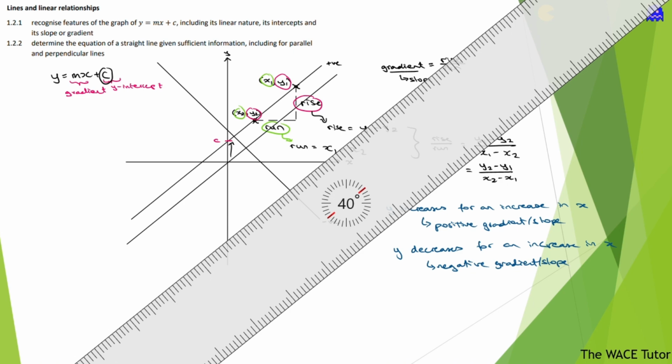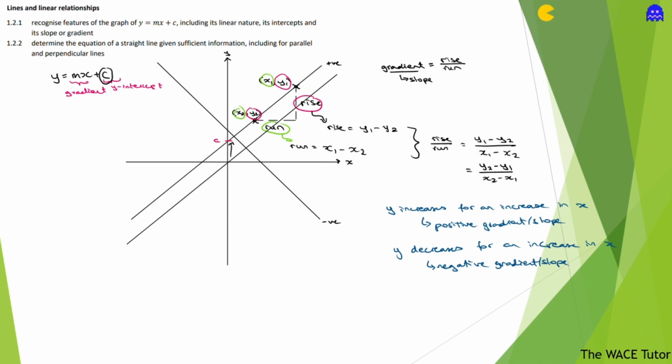And so if y equals mx passes through the origin, y equals mx plus c passes through the point 0, c. All right. We also know that a line looks like this. We've looked at the linear nature, so that's a tick. We've looked at the slope or gradient, which is a tick. The intercepts, we've also got the c here.